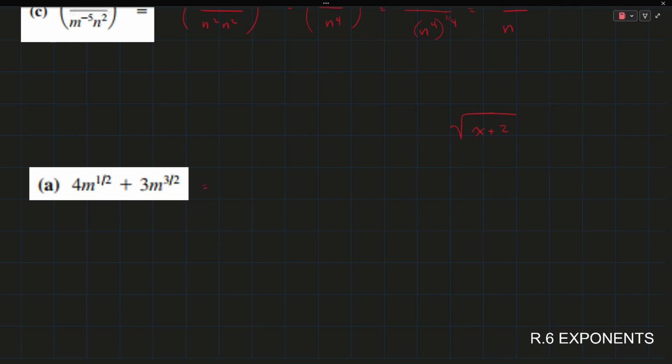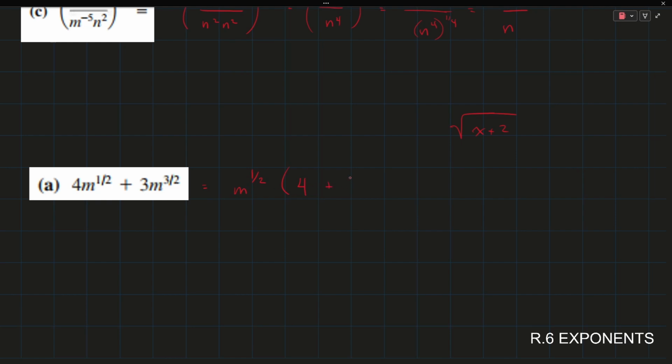So for this problem, we have a 4 and a 3, so we can't really factor anything out of the constants. But then we have an m to the 1/2 and an m to the 3/2. So we can factor out an m to the 1/2. And then this first term is just going to become 4, because m to the 1/2 divided by m to the 1/2 is just 1.